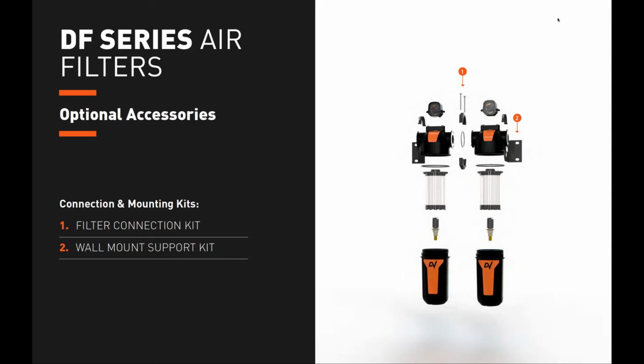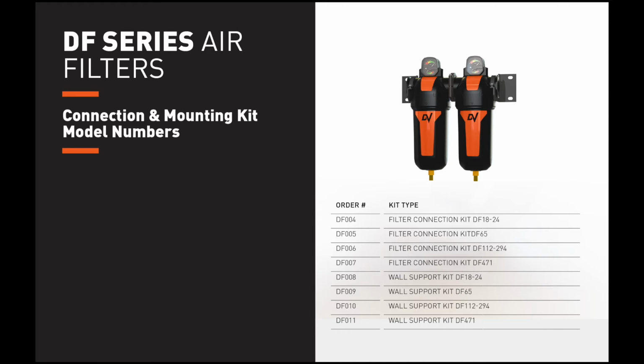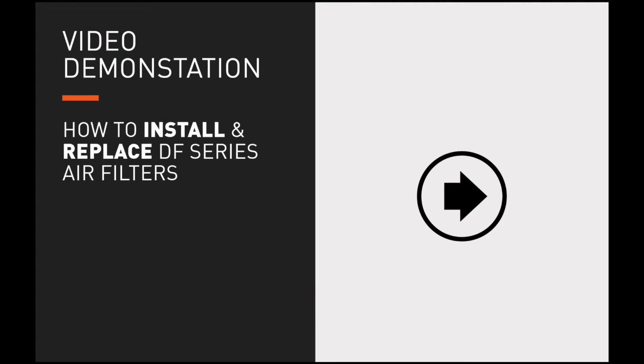DF series filters are available with optional mounting bracket kits, specifically the filter connection kits illustrated by 0.1 and the wall mount support kit illustrated by 0.2. The connection kits DF004 through DF007 facilitate easy air filter connection between multiple air filters, and also the wall support kits DF008 through DF011 facilitate an easy and secure method of mounting air filters during an installation. Luke will now demonstrate how to install and replace DF series air filters.